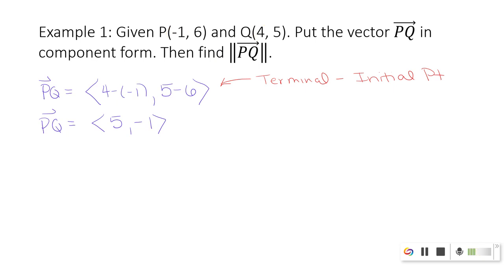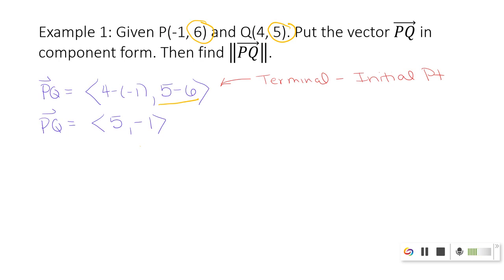And then for my vertical component, I do the same thing, but with the y values. So terminal is 5 minus initial, which is 6. That gives me -1. So the vector starts with a y value of 6, ends with a y value of 5. That means we went down 1.